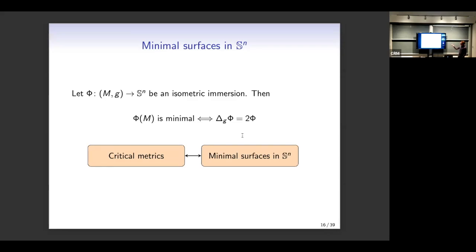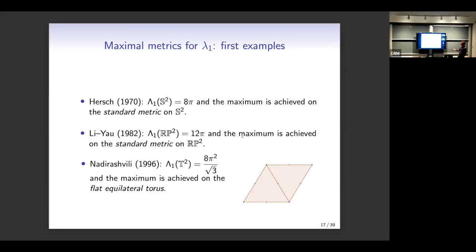Okay, so let's see how it relates back. So we had those examples. So what do we have? We have the round metric on the sphere. So it's a maximizer. Therefore, it has to be a critical point as well, right? So therefore, there has to be some sort of minimal immersion to a sphere. I'll explore this in a second. And for RP2 as well.